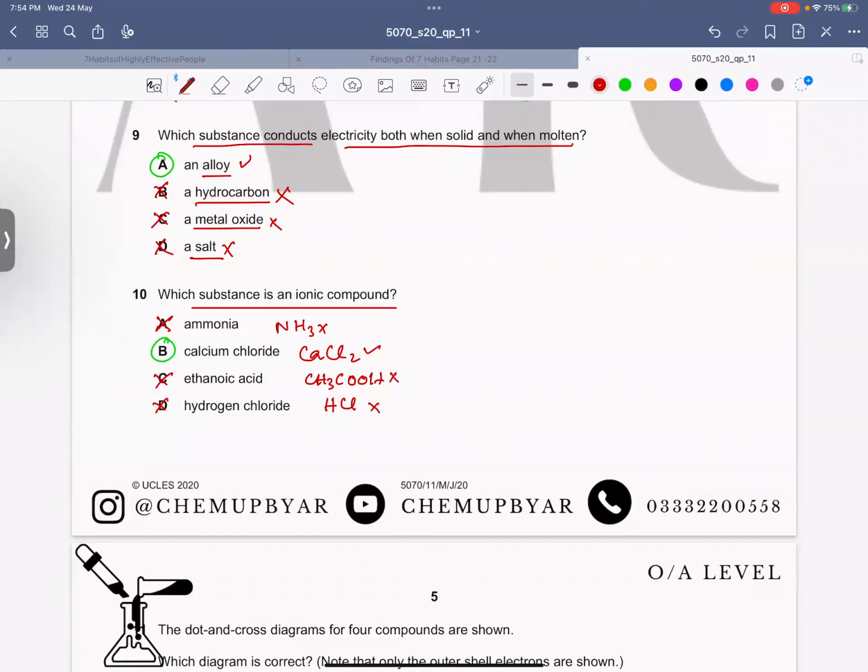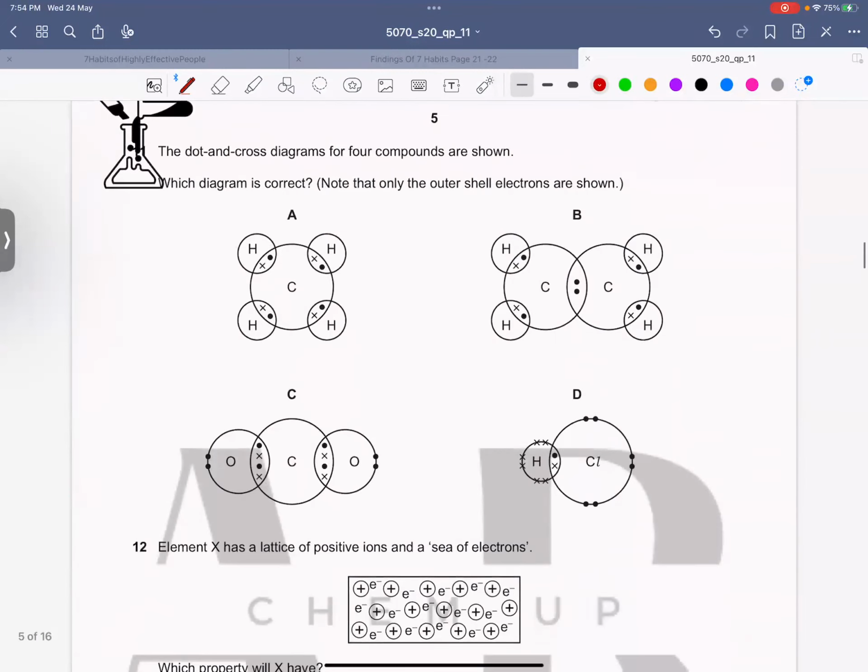Yes, Rayyan, Abdullah, Hassan, and Asad, is this understandable? Yes, sir. If you guys have any doubt, do ask. Yes, sir.